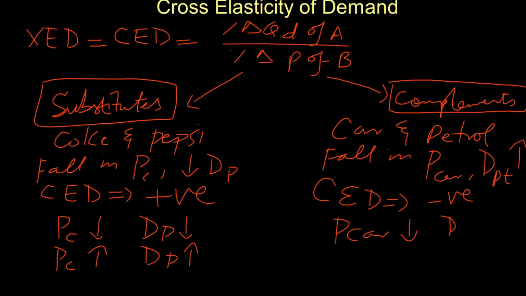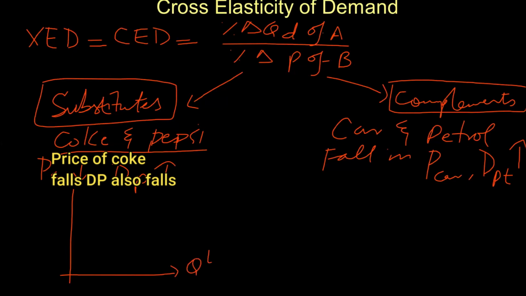Like if price of car falls, demand for petrol will rise, and on the other hand, if price of car increases, demand for petrol will fall. When two variables move in opposite direction, one variable is falling and the other variable is rising, we call this relationship a negative relationship or inverse relationship. So if price of car increases, demand for petrol will fall.